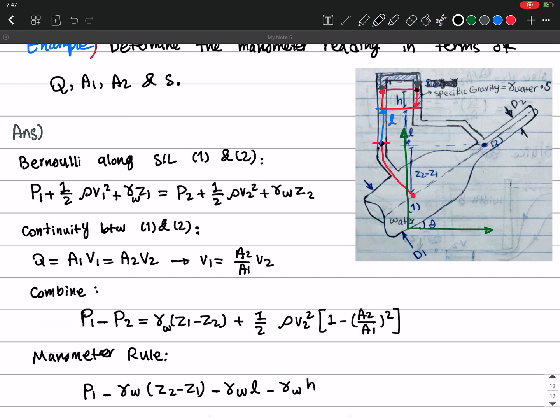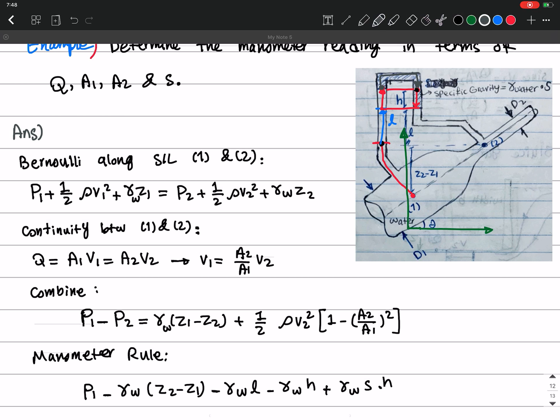That is this point, right? And now I am in a different fluid, and you see it here, right? It's not water. It's a manometer fluid, which has a specific gravity such that its specific weight is gamma water times S, okay? So I have to consider that when I write it down. So I write gamma water times S times H, okay?